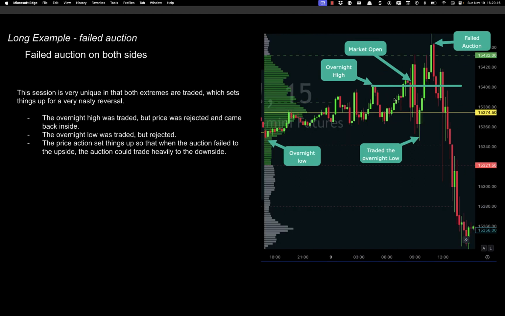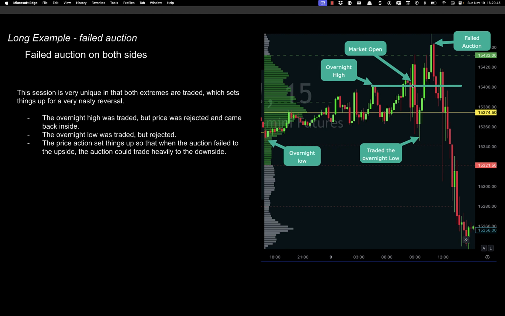Another failed one. So here we are above. Price is dancing all over this place. Crazy news. Market opened here, trades down, trades into the overnight low, takes it out by a tick, and then rejects. So again, we got this wick here, we got rejection. So at this point we go long because the overnight low held, and we can ride this out.